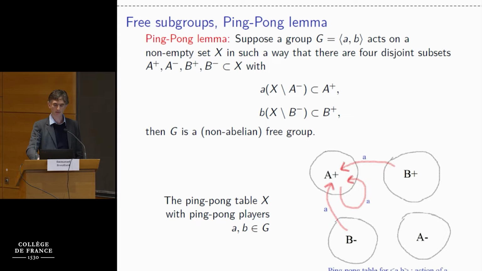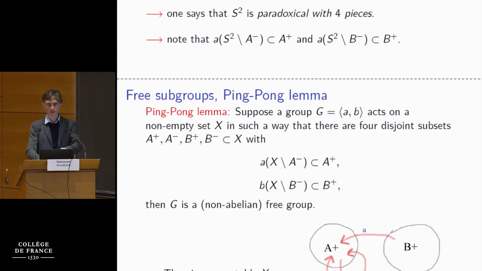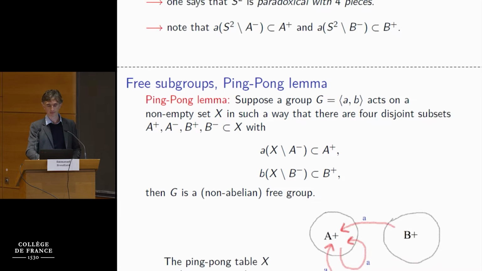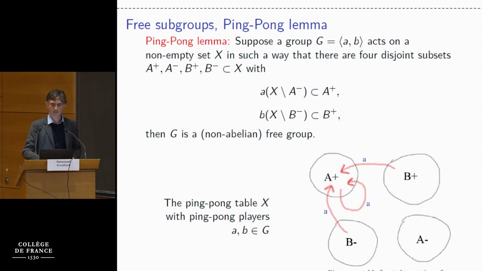This is a very abstract, simple combinatorial lemma. Any group, let's say generated by A and B, 2 elements, acts on some non-empty set X. And suppose you have 4 disjoint sets with the property I just outlined that we had for the sphere. So A will send the complement of A minus inside A plus, the complement of B minus inside B plus. Then the conclusion is the group generated by A and B is a free group.